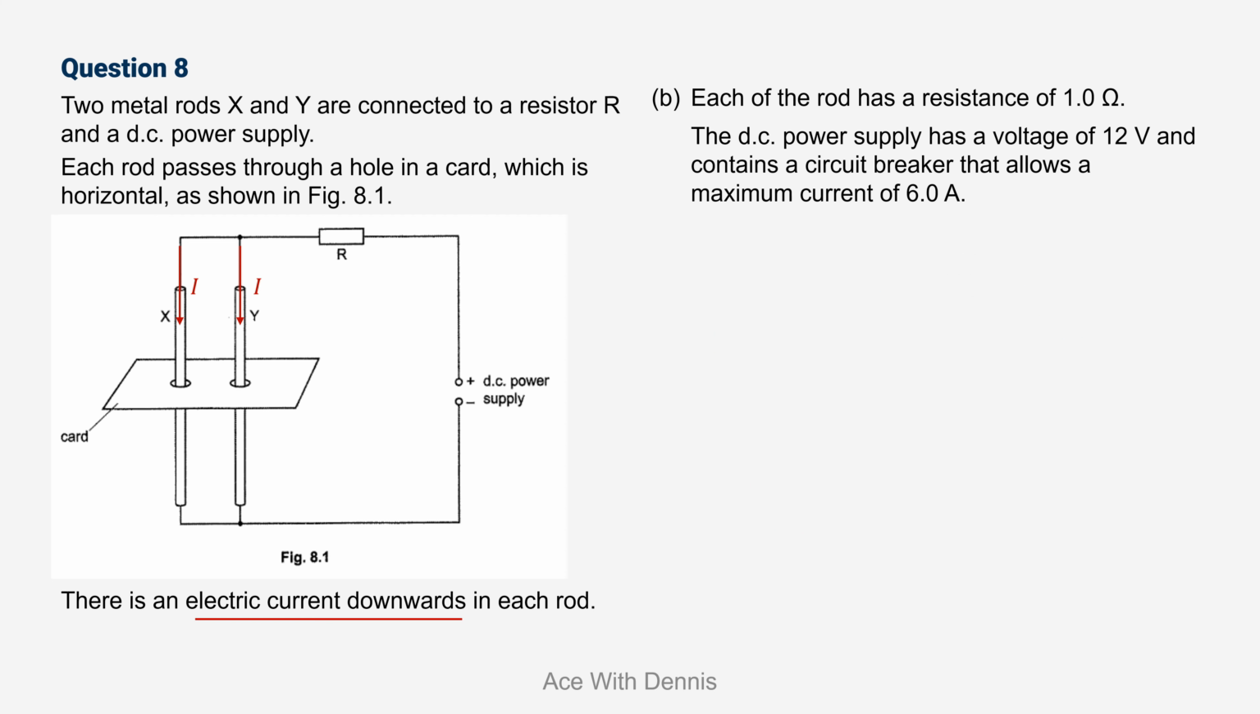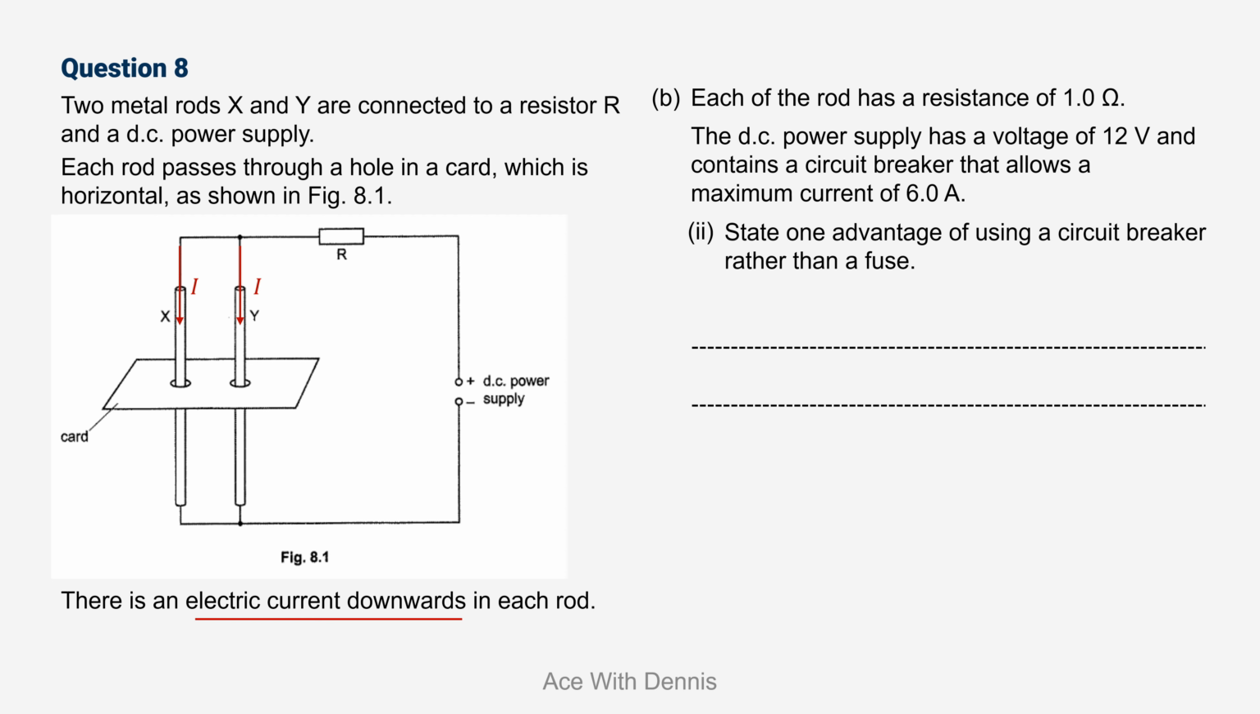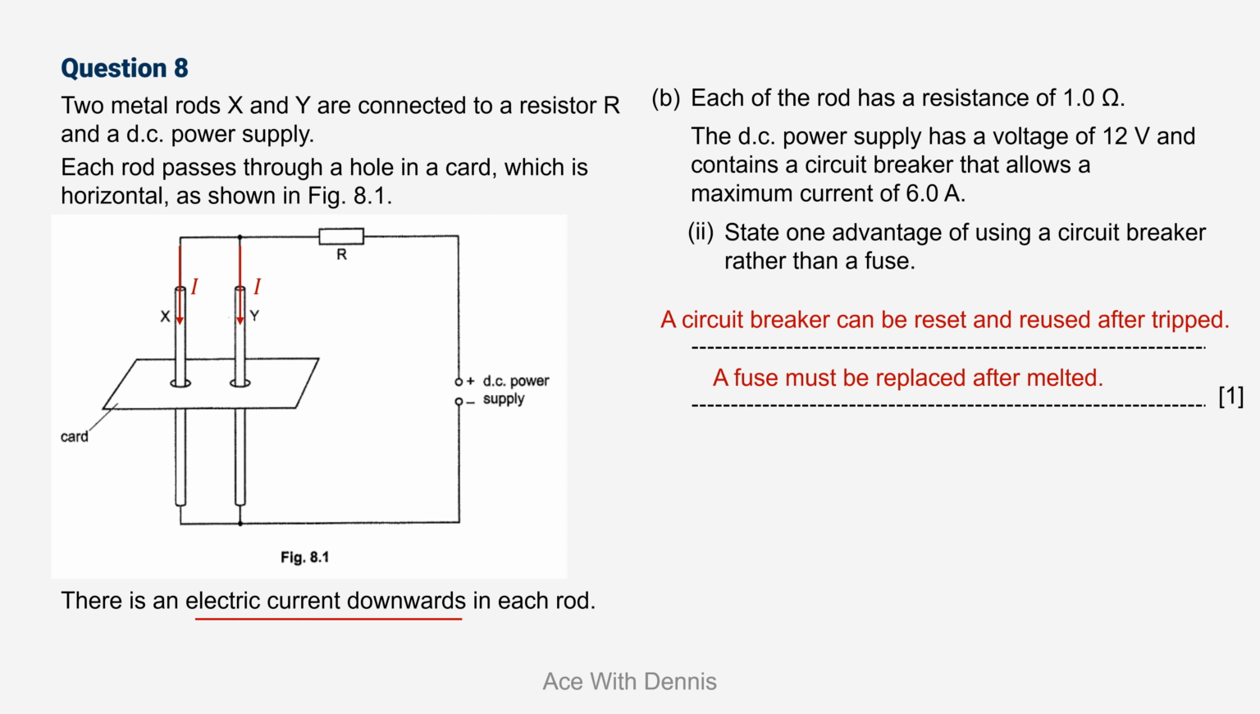Part 2. State one advantage of using a circuit breaker rather than a fuse. 1 mark. So we just need to write one advantage of using a circuit breaker compared with a fuse. A circuit breaker can be reset and reused after it trips. However, a fuse must be replaced after it melts. Question 9.